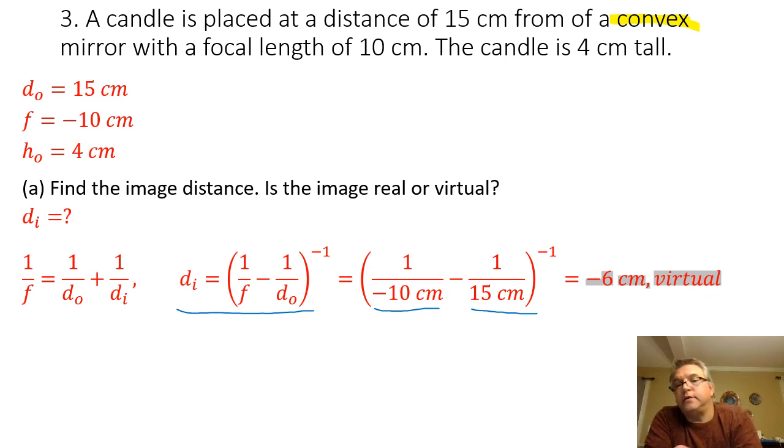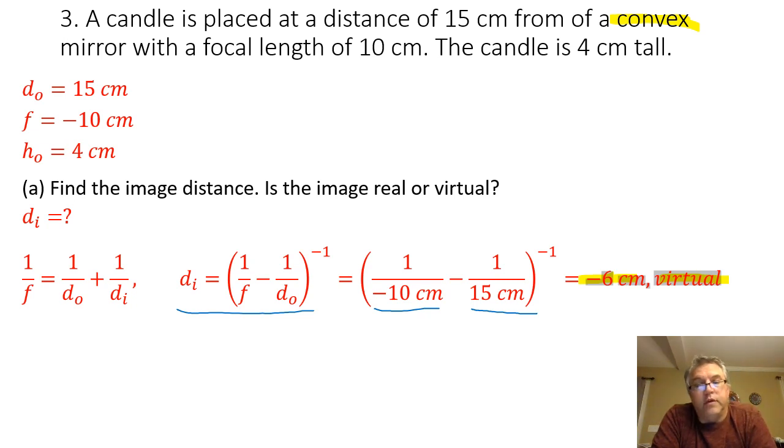Because my image distance is -6 centimeters, I know that it is going to be virtual, because the negative value tells me that the image is behind the mirror.